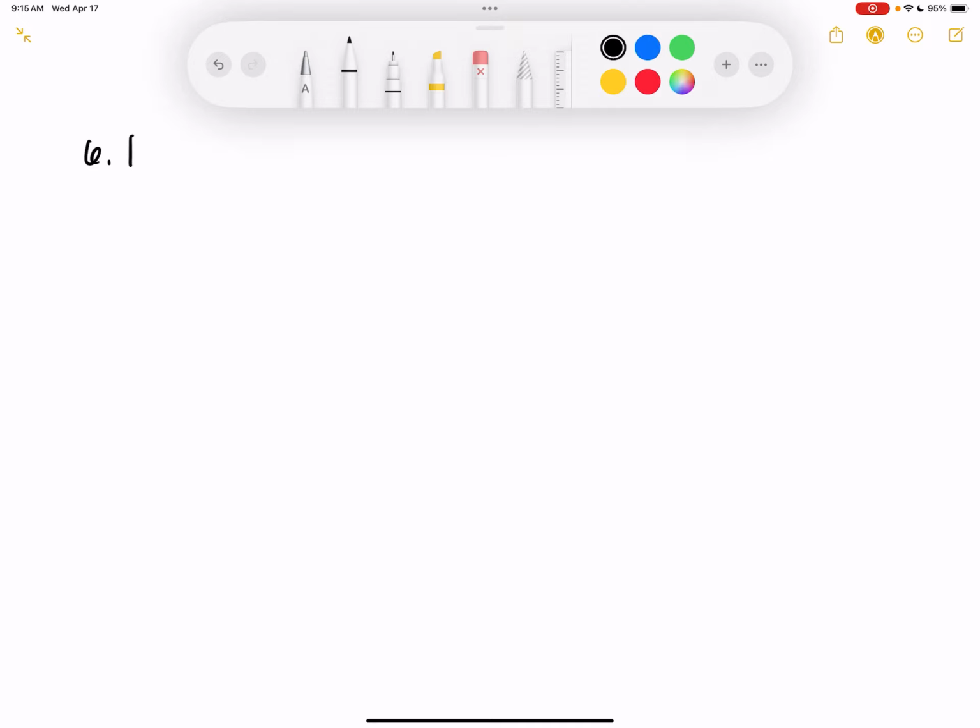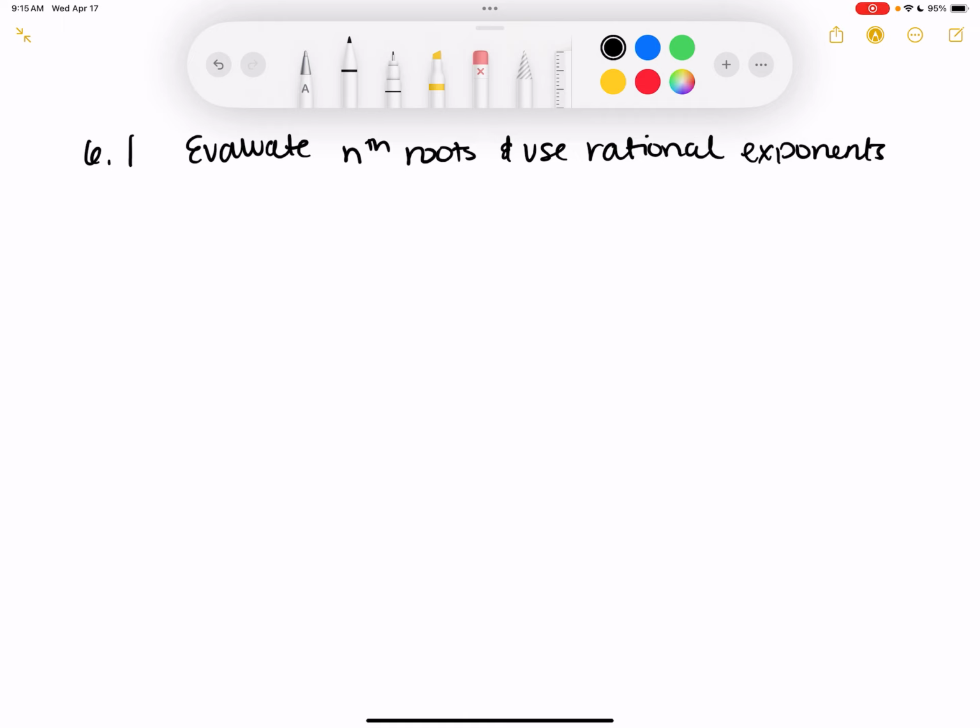1, evaluate nth roots and use rational exponents. So a couple notes first.